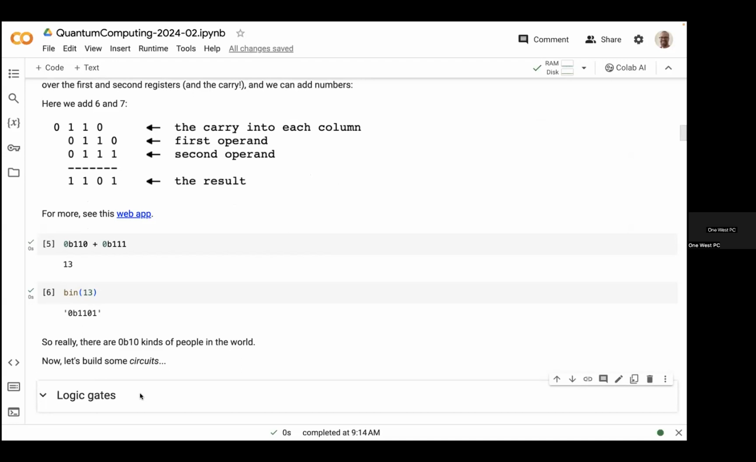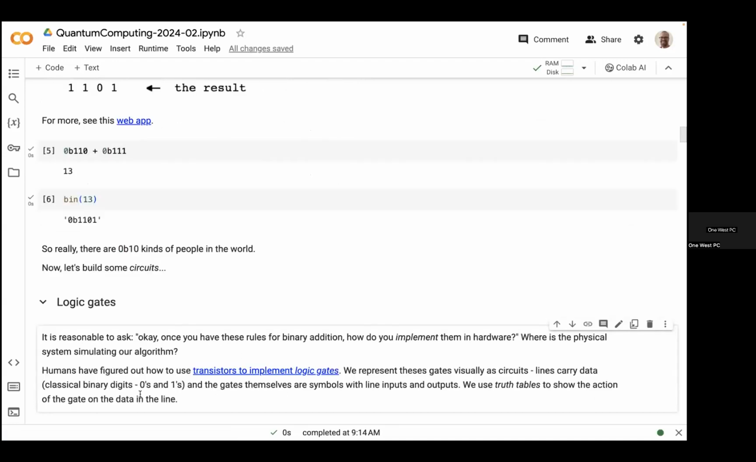So that's binary addition. So how does that relate to the circuit model of computation? Once you have these rules, right? I've given you some rules.